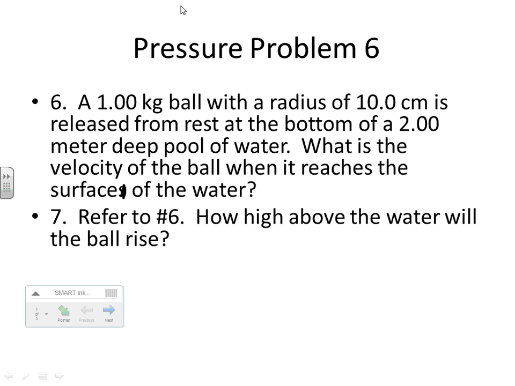And we want to know how high above the water the ball will rise. So here's what we've got to think. Let's first of all go to a slide where we have some room.